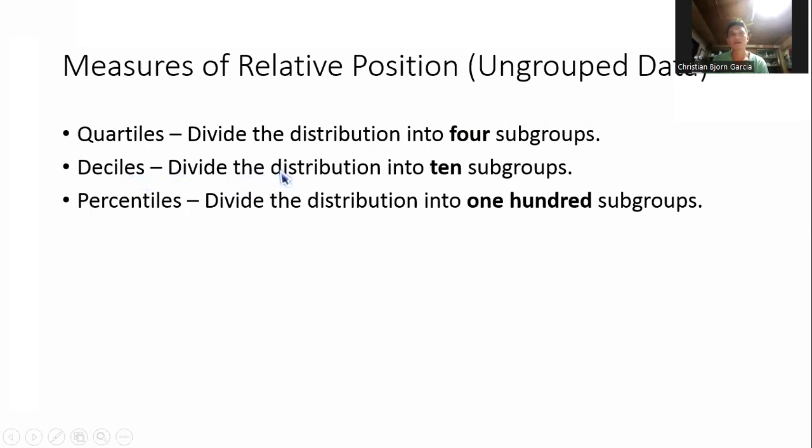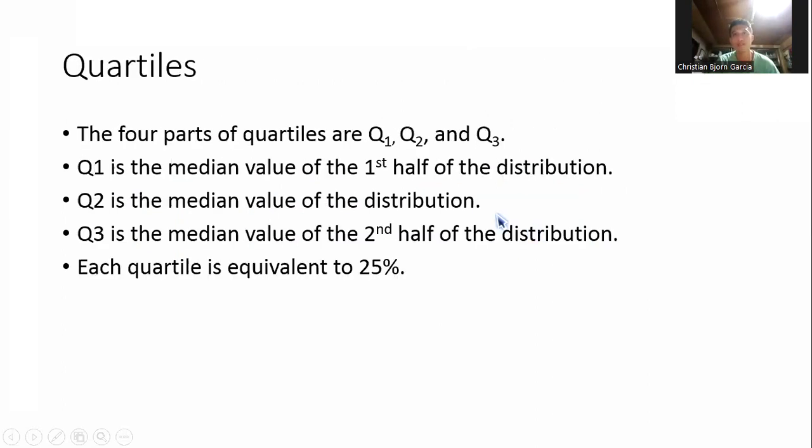Deciles. Divide the distribution into 10 subgroups. Each subgroup in deciles is equivalent to 10%. Percentiles. Divide the distribution into 100 subgroups. So each subgroup in percentiles is equivalent to 1%. Quartiles. The parts of quartiles are Q sub 1, Q sub 2, and Q sub 3.